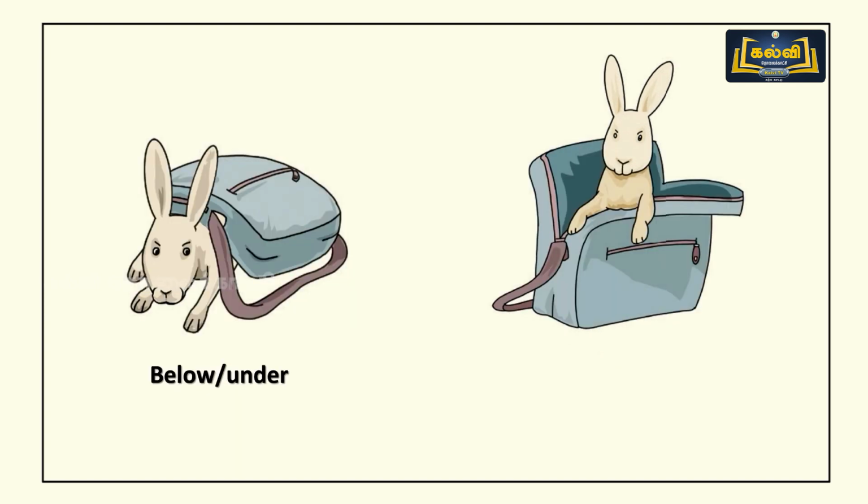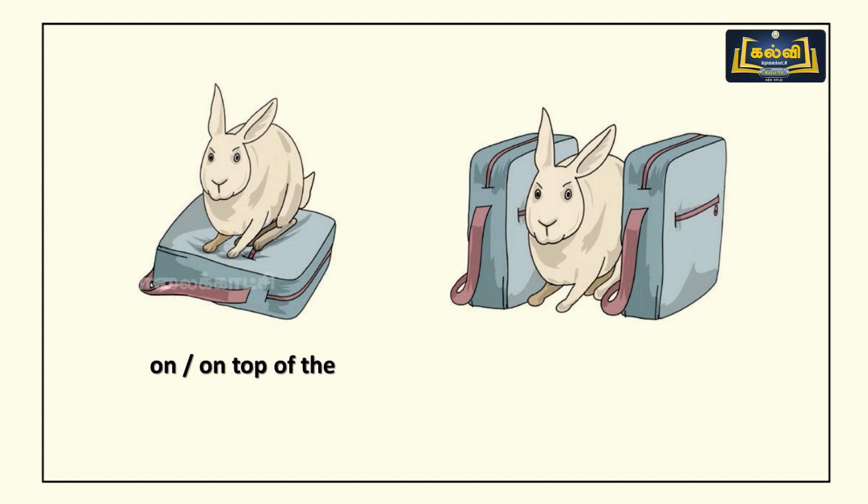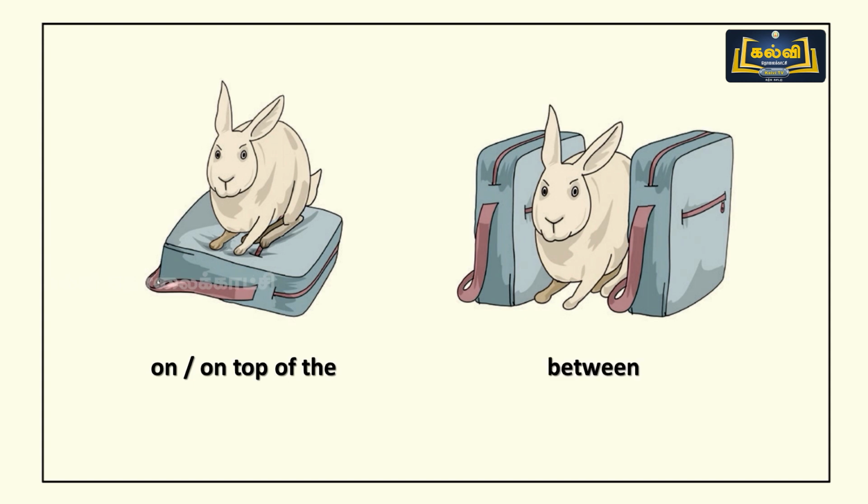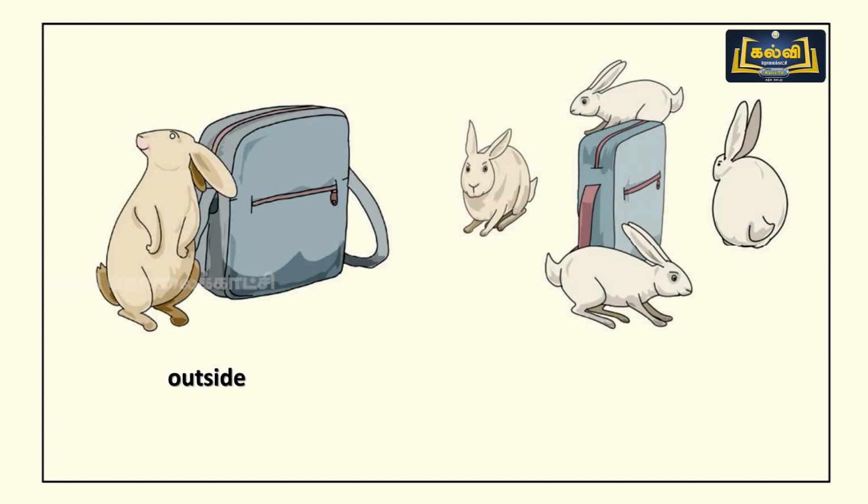Next one, the rabbit is below, or you can use under, the bag. The following picture, the rabbit is inside the bag. The next one, the rabbit is on the bag or on top of the bag. Both usages are right. The next picture, the rabbit is between the 2 bags. You can see 2 bags. The rabbit is in between the 2 bags. Next picture, the rabbit is outside the bag.